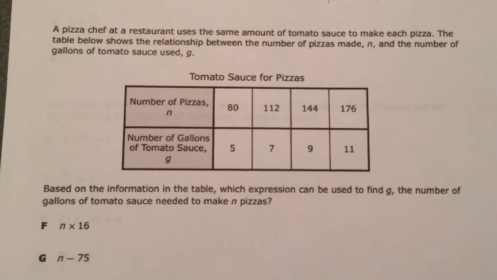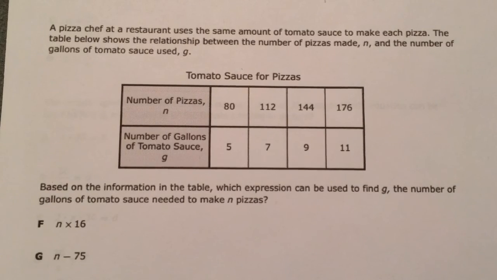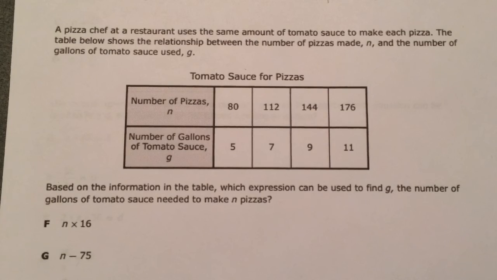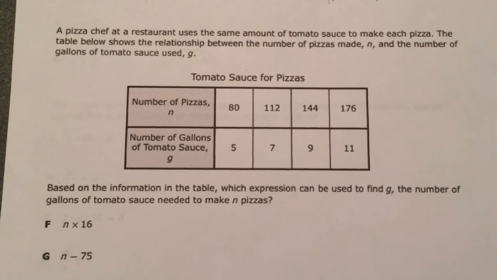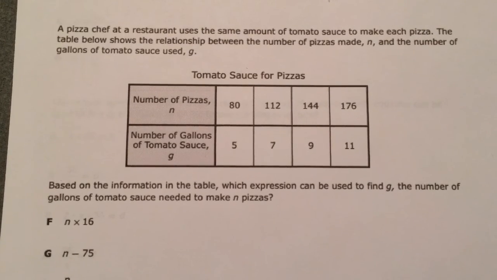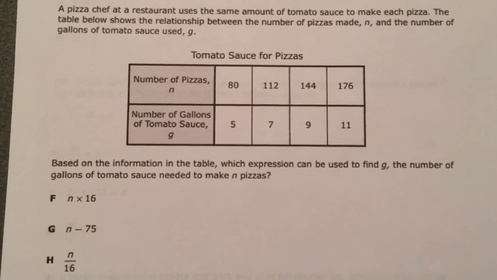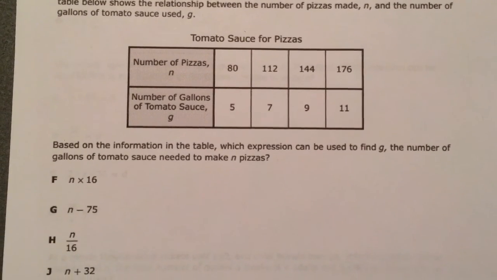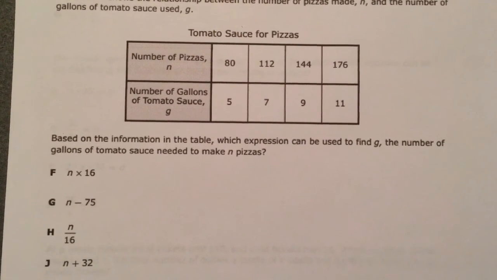A pizza chef at a restaurant uses the same amount of tomato sauce to make each pizza. The table below shows the relationship between the number of pizzas made, N, and the number of gallons of tomato sauce used, G. Based on the information from the table, which expression can be used to find G, the number of gallons of tomato sauce needed to make N pizzas?